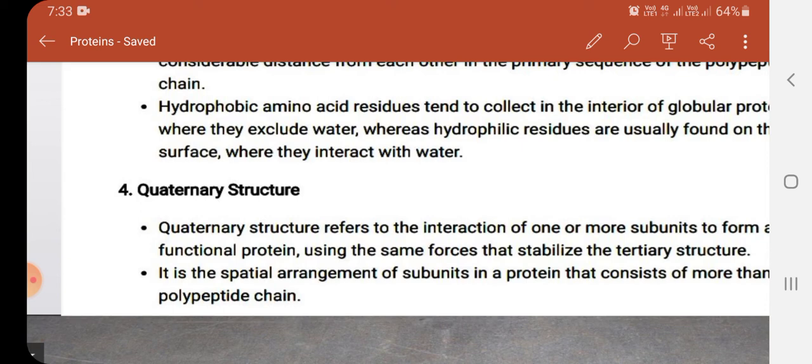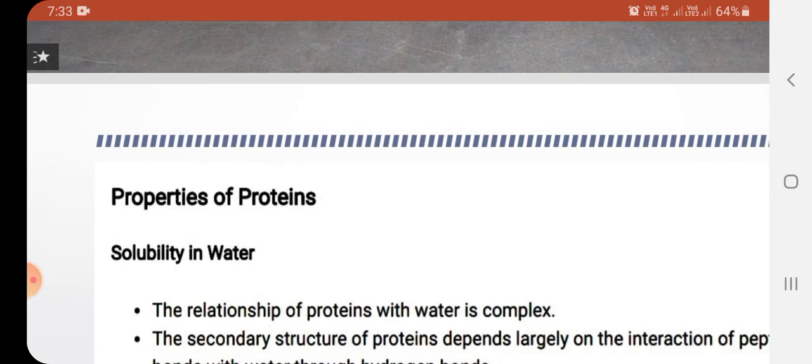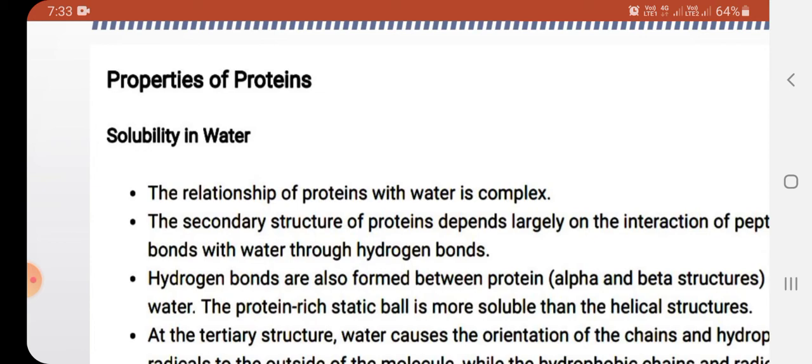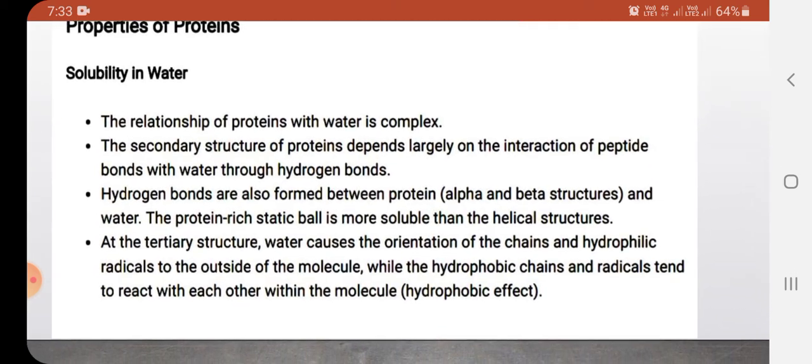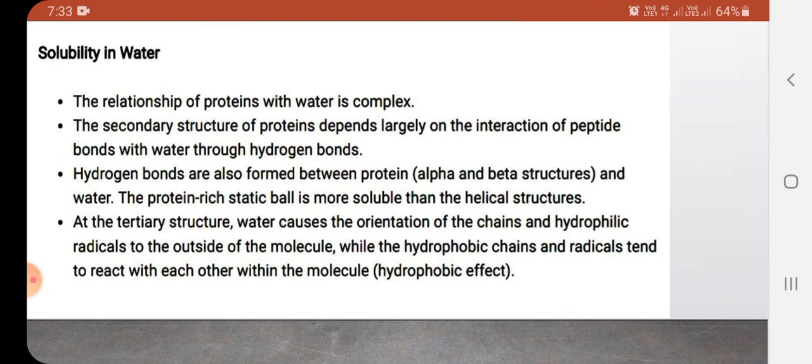Then next point, we study the properties of proteins: solubility in water. The relationship of proteins with water is complex. The secondary structure of the proteins depends largely on the interaction of peptide bonds with water through hydrogen bonds. Hydrogen bonds are also formed between the protein's alpha and beta structures and water. The protein's random coil is more soluble than the helical structures.